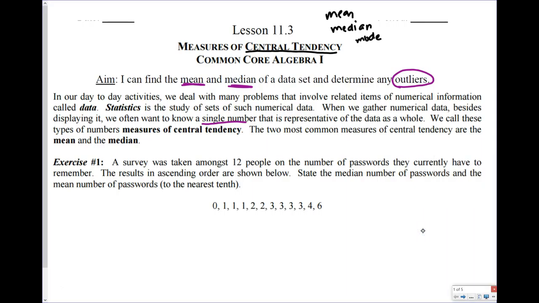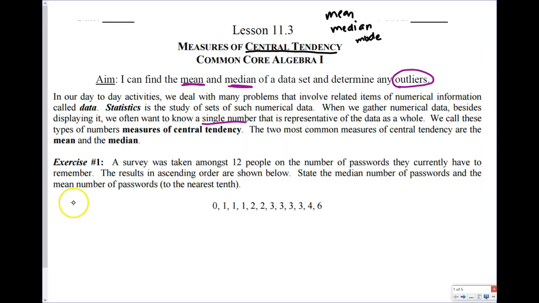Exercise 1 says a survey was taken amongst 12 people on the number of passwords they currently have to remember. We all have passwords for things, Facebook, email, we all have to remember them all, right? So this survey asked people how many different passwords they have to remember. The results in ascending order are shown below. State the median and the mean number of passwords to the nearest tenth.